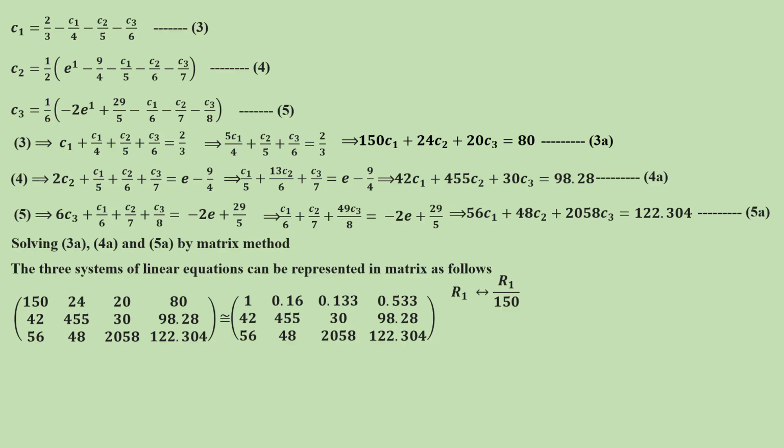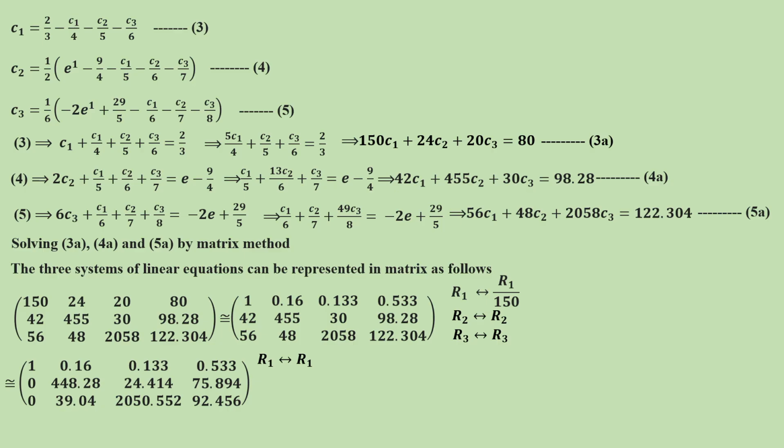Now the first row, we are dividing the first row by 150. So replacing the first row: 150 by 150, 24 by 150 is 0.16, 20 by 150 is 0.133, 80 by 150 is 0.533. Remaining rows are as they are, R2 is R2, R3 is R3. Next, R1 is R1, same. R2 is minus 42 into R1 plus R2. So minus 42 into R1, 42 minus 42, 0.